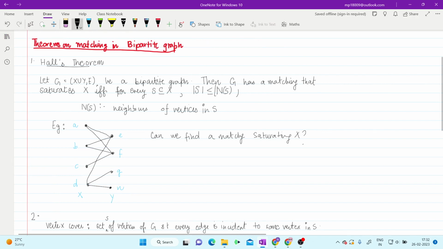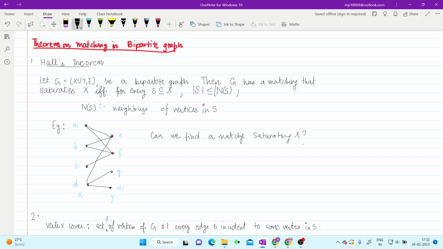Now, to find matchings, we have some theorems which guarantee the existence of a matching. First of all, we have Hall's theorem, which is for a bipartite graph. Suppose G is a bipartite graph and X and Y are the bipartition. Then G has a matching that saturates X if and only if for every subset S of X, the order of S is less than or equal to the order of the neighbors of S.